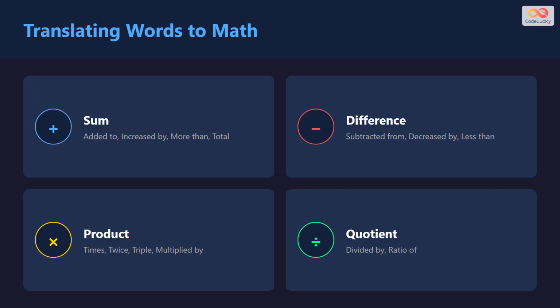Before we start writing equations, we need to know the code. Certain words in English correspond directly to mathematical operations. Sum, increased by, or total means addition. Difference, decreased by, or less than means subtraction. Product, times or twice means multiplication. And quotient or ratio refers to division.